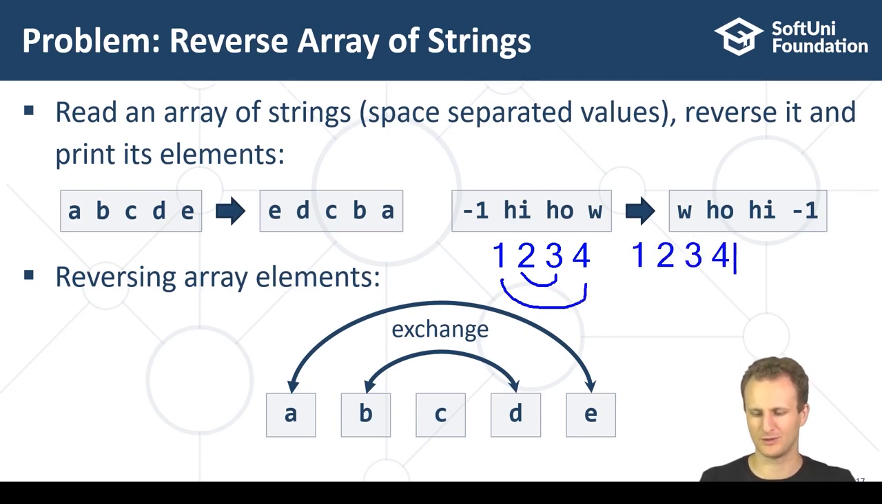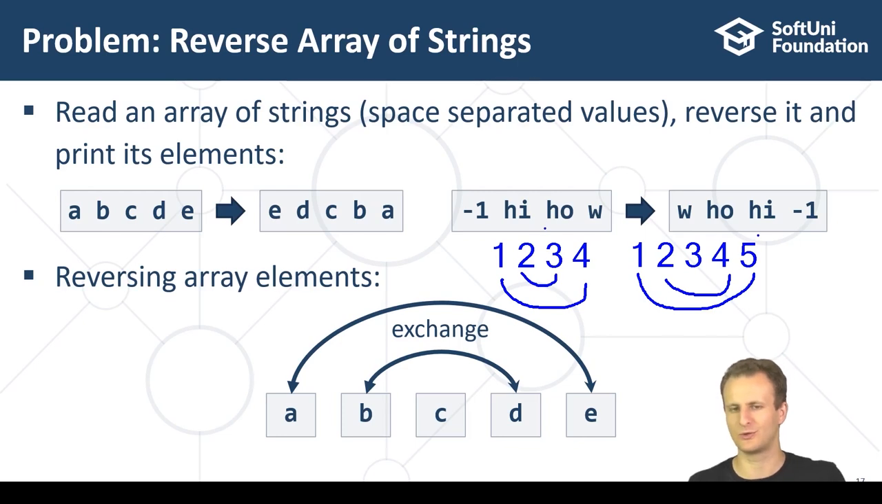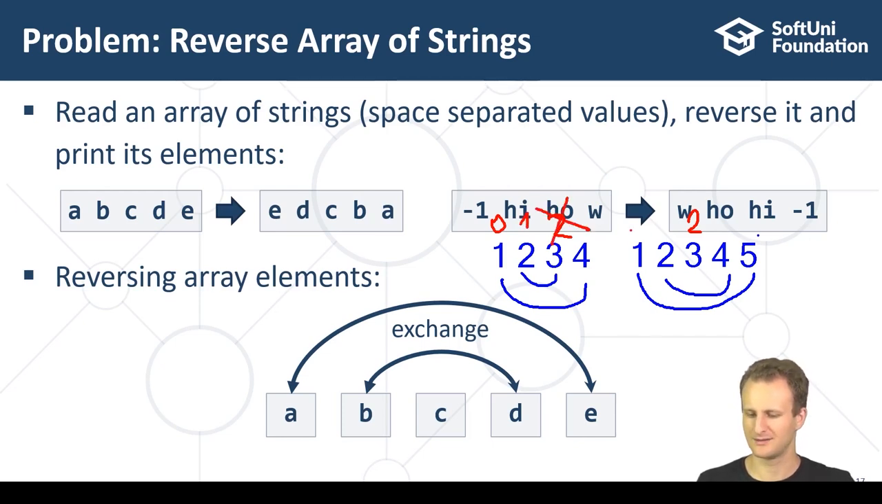If we have 5 items, we exchange 1 with 5, 2 with 4, and that's it. So in both cases, we reach index 2, meaning actually we reach index 1, because index 2 is the index we shouldn't be reaching. This is index 2 here, this is index 2 here. So in both cases, our loop runs from 0 up until it reaches the index before index 2, so 0, 1, and we stop at 2, and 0, 1 here, and we stop at 2 again.